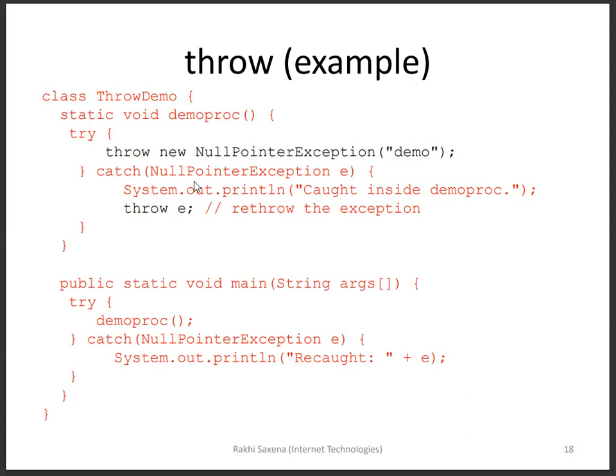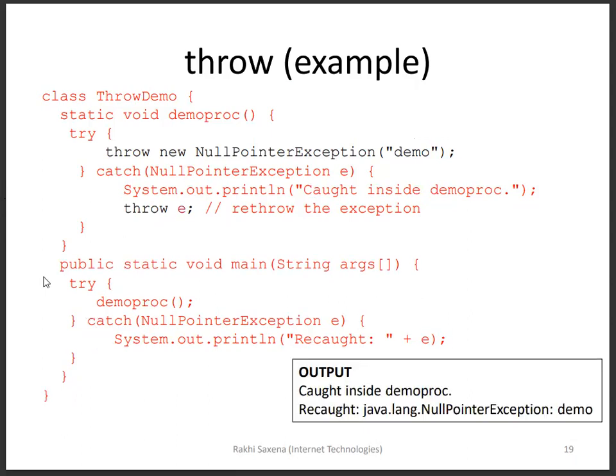For this try we have the catch, but here we don't have any try or catch. So we are just throwing, and it is handled here itself. If you consider the output, it appears because the exception is thrown here, caught here, and recaught, and this message is a system generated message shown to us. So this is the example of throw.